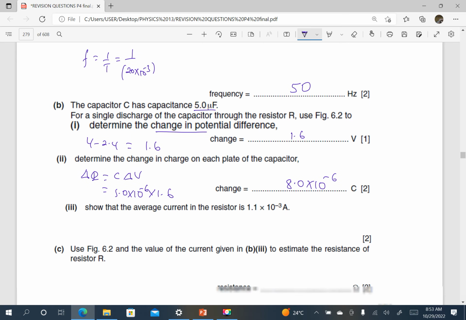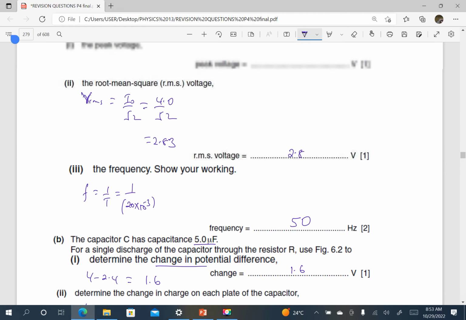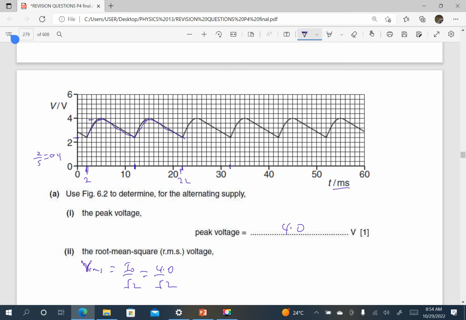Show that the average current in the resistor is 1.1 times 10 power negative 3. Average current in the resistor. So the average current in the resistor will simply be equal to the change in the charge divided by the time, because current is charge over time. So the change in the charge over the time for the discharge, and from the graph, discharge starts from around here and stops at this point.